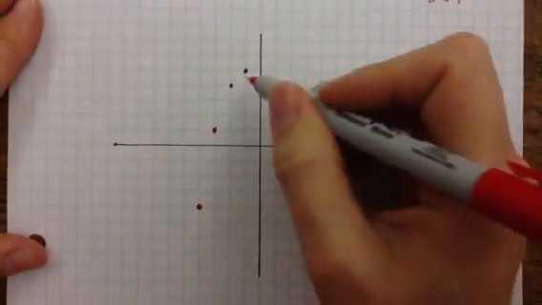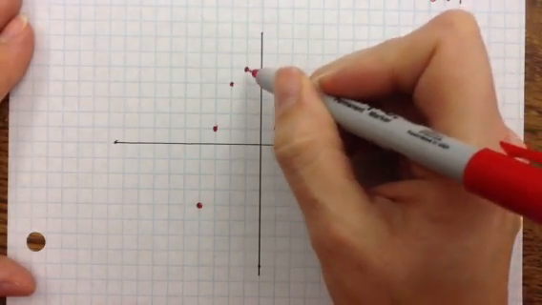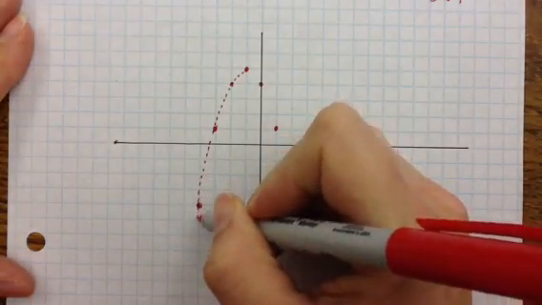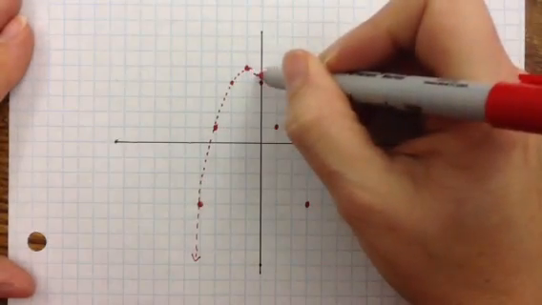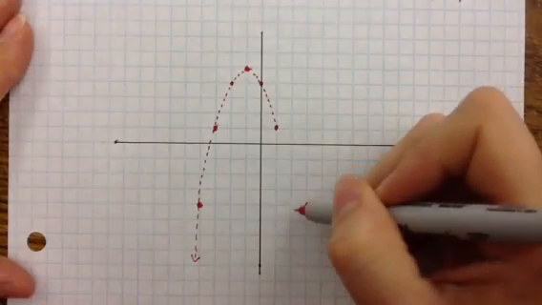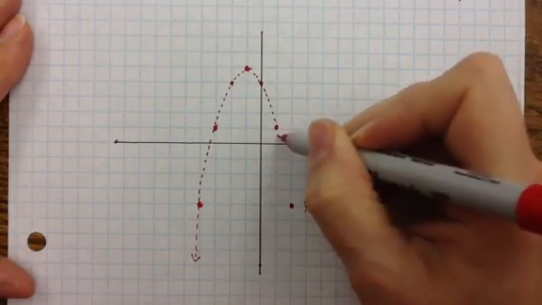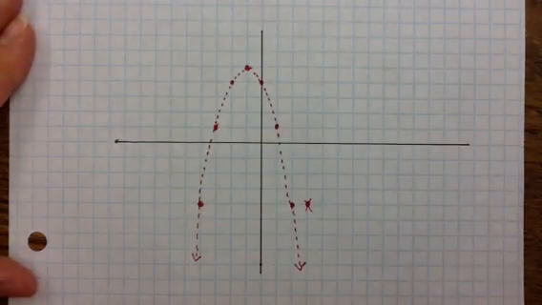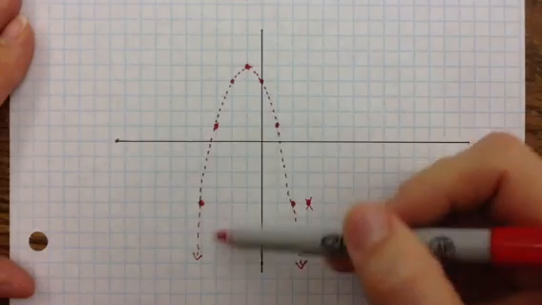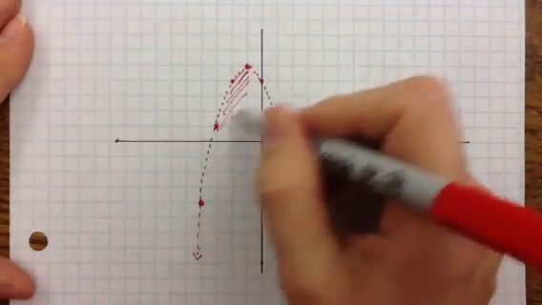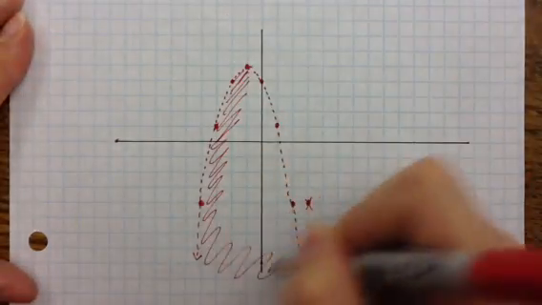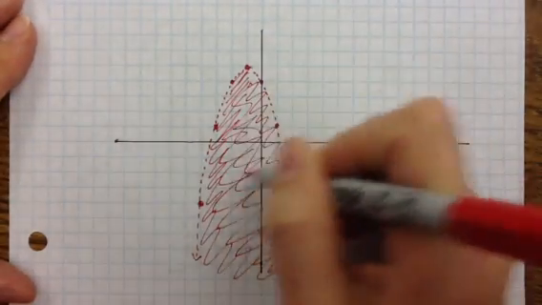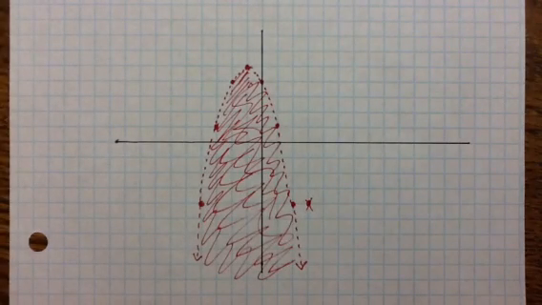Remember that we're going to connect this with a dashed line, rather a dashed parabola. Oops, I scooted over too far, that one. And then we are going to shade below. In this case, below the parabola, below the dashed line, is going to be inside the parabola. And that's that.